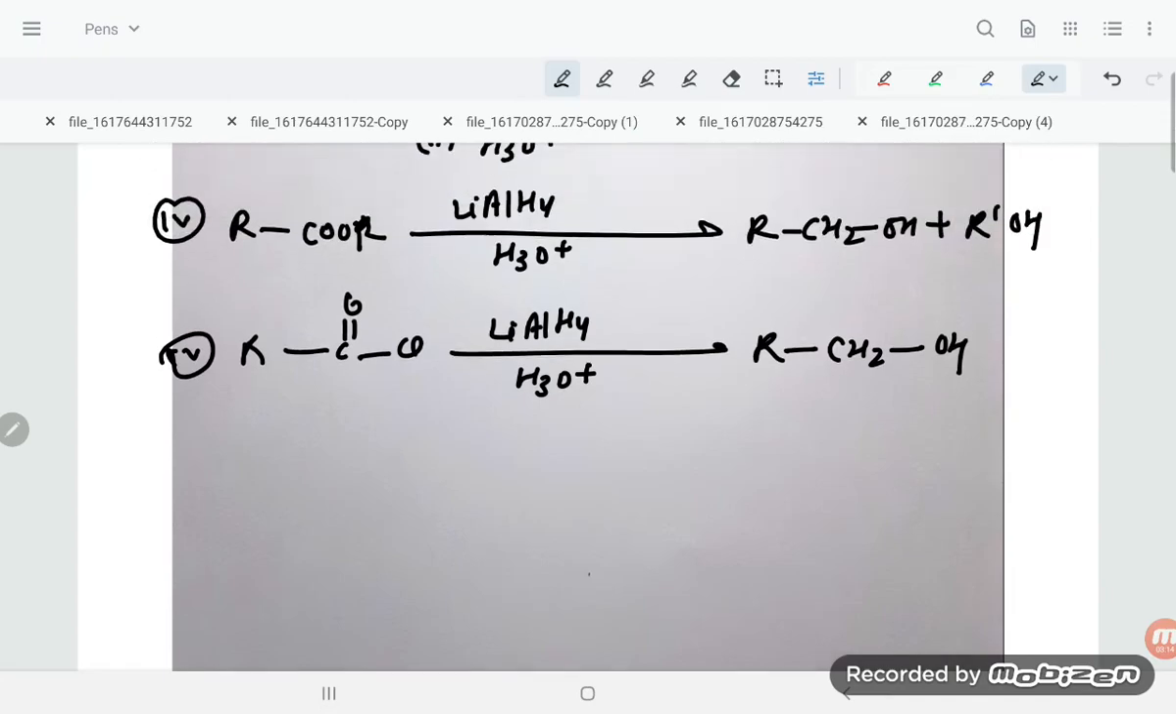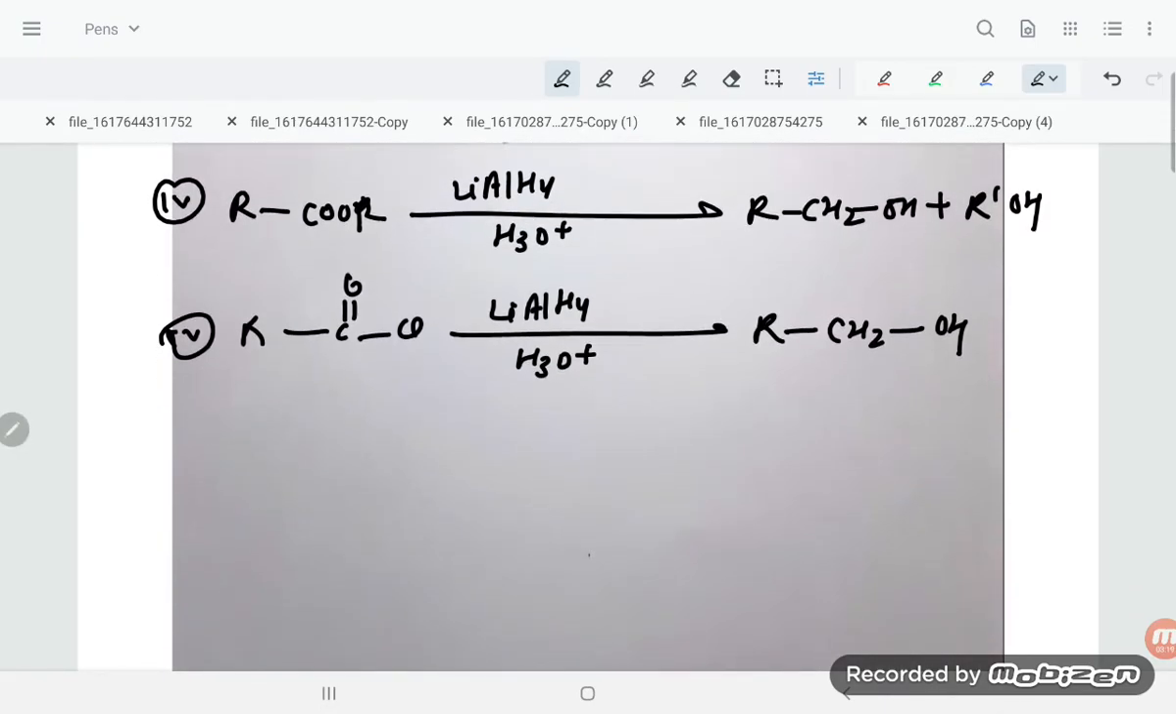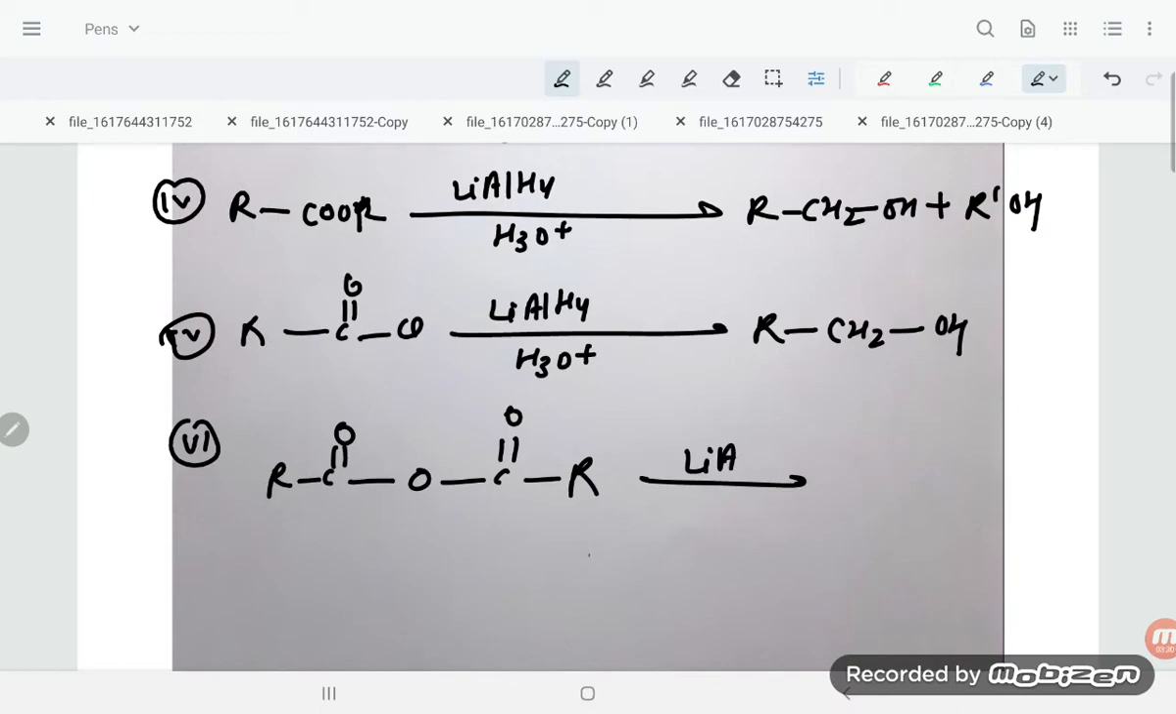Suppose you have an anhydride, the fifth method: RC=O, O, C=O, R. You treat it with lithium aluminum hydride followed by hydrolysis, H3O+. It will directly give 2 RCH2OH. This is the alcohol we got. So we understood the methods so far.